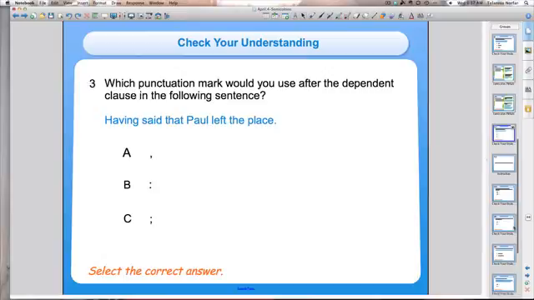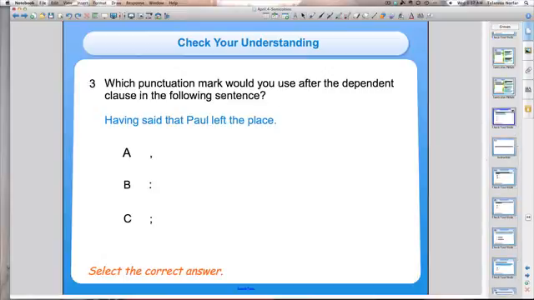Okay, let's check our understanding again. Which punctuation mark would you use after the dependent clause in the following sentence? Having said that, Paul left the place. Would you use a comma, colon, or semicolon? Okay, let's reveal the answer. You are right, a comma. We don't use a semicolon after a dependent clause, only an independent clause.